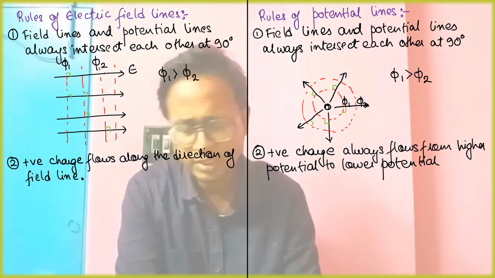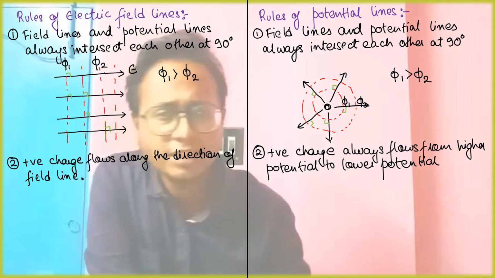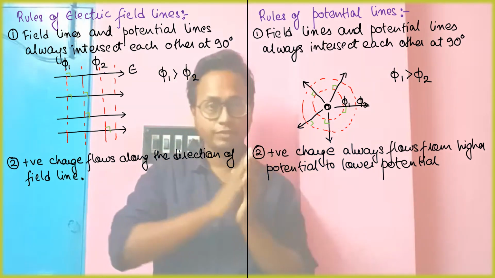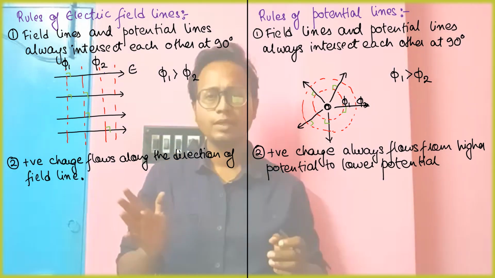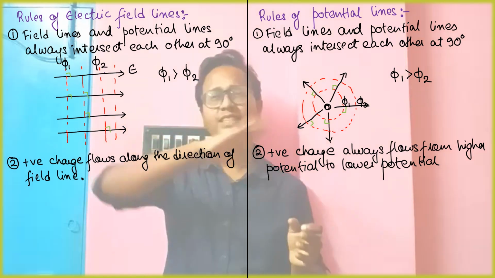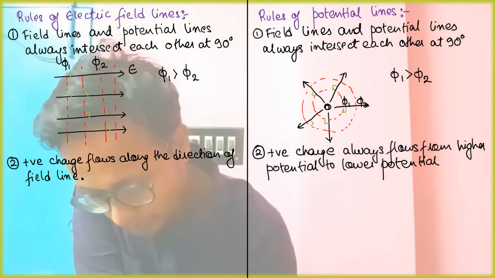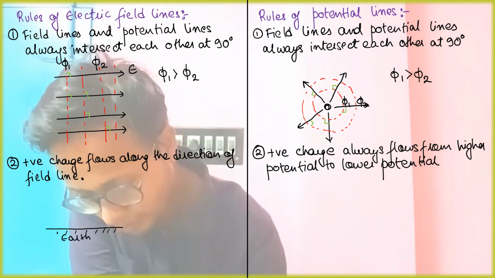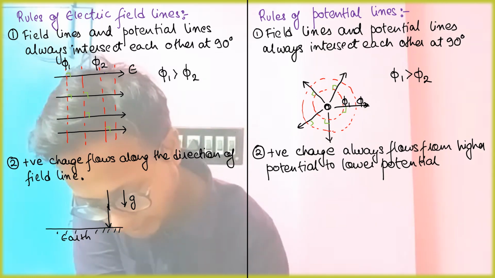Now one more thing. You can always understand this by analogy. Suppose for gravitation, positive charge is equal to positive mass. Just for comparison, positive charge is compared with positive mass, and there is no concept of negative mass, but suppose negative mass existed, it would behave like a negative charge. So suppose this is earth, this is ground. How does acceleration due to gravity look? Downward g. So gravitational field lines would look somewhat like this, isn't it?